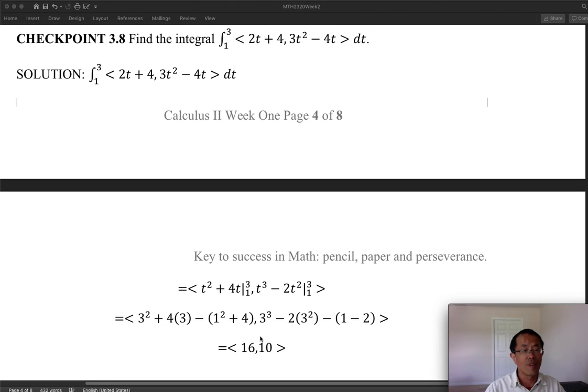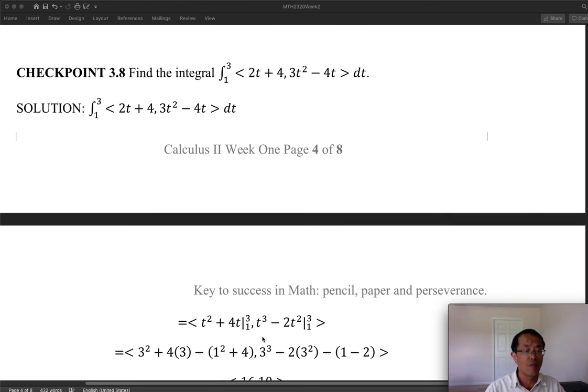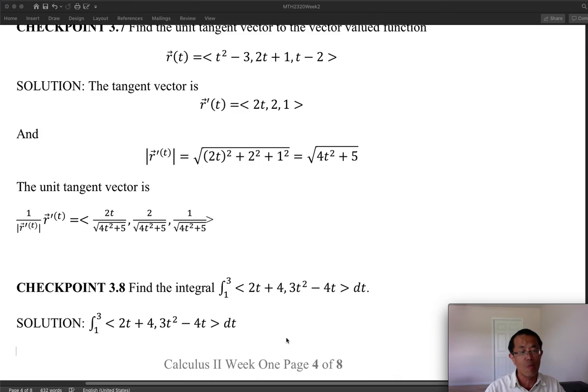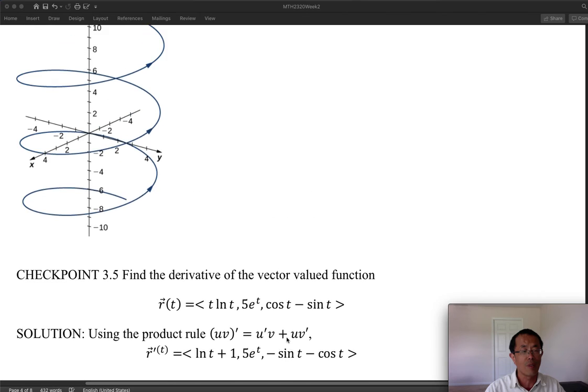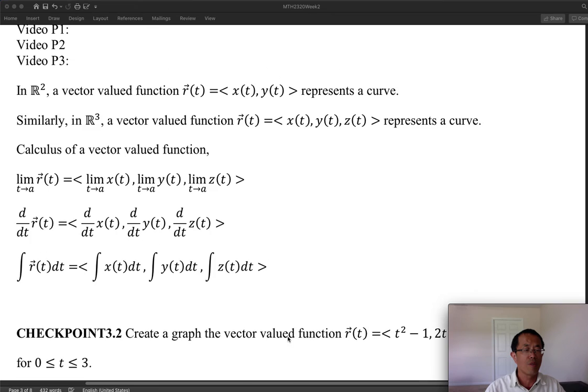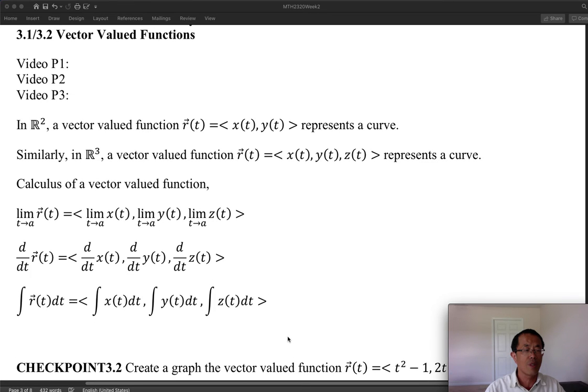So this is the example for the integral of a vector valued function. I believe I have covered the first two sections of chapter 3. I suppose those two sections are relatively easier, so I combined them together. Really not a lot of new things. Certainly for the limit part, you need to know all the limit rules we learned before. Same for the derivative rules and the integral rules.